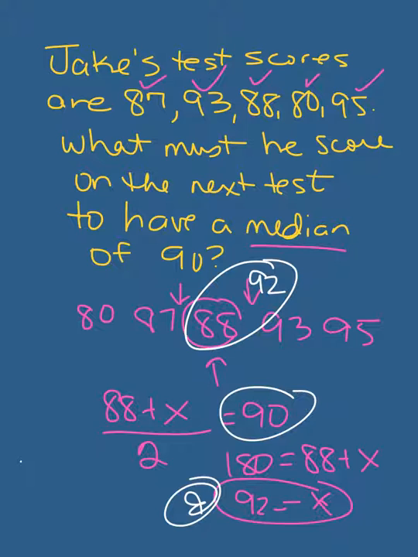Now, if this algebra messes you up a little bit, and I know that sometimes can be tricky for students, you can just start doing a guess and check. If I use 88 again, I know I'm going to have an average of 88.